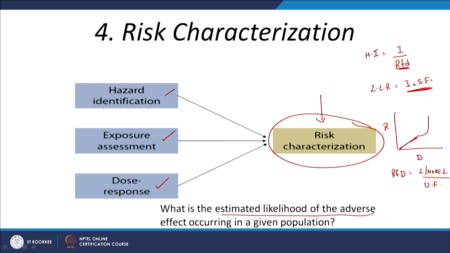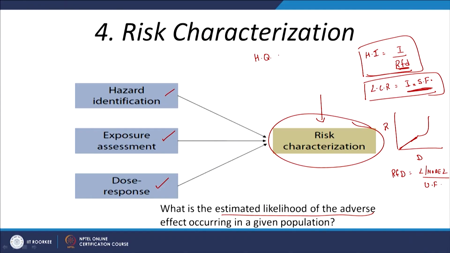So, for carcinogens, intake times slope factor for lifetime cancer risk, and for non-carcinogens, intake divided by reference dose for hazard index. The summation of all the hazard indices for different compounds and different pathways, we look at it as hazard quotient. So, if it is greater than 1, that means it is unacceptable risk. For lifetime cancer risk, the risk should not be greater than 10 power minus 6. Some cases people look at 10 power minus 4, but typically it is 10 power minus 6. Hazard quotient should not be greater than 1, sum of all the hazard indices, pardon me, and lifetime cancer risk should not be greater than 10 power minus 6, right.